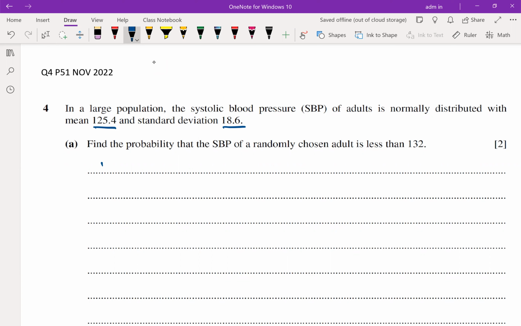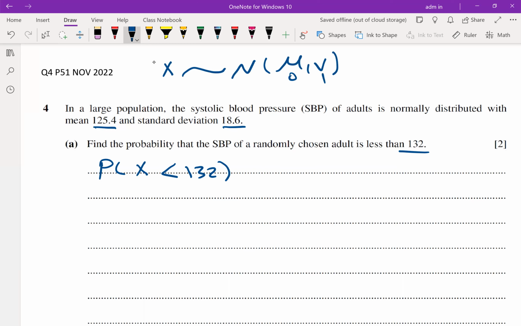The probability of X less than 132. Now X is normal distribution followed by mu and variance. In standard form, mu will be 0 and variance will be 1. If it is not in standard form like this case, you have to standardize it. How? It's X minus mu over standard deviation.